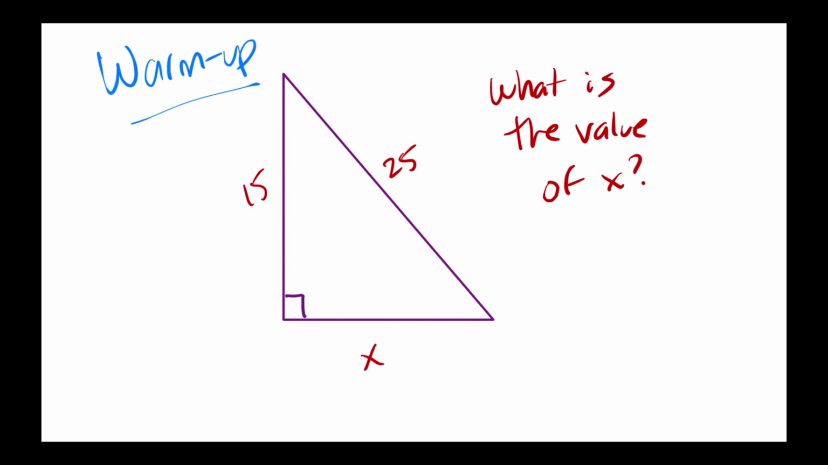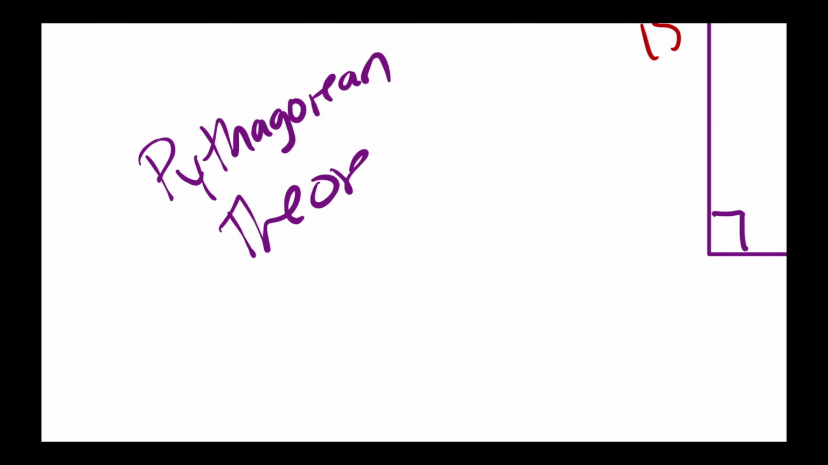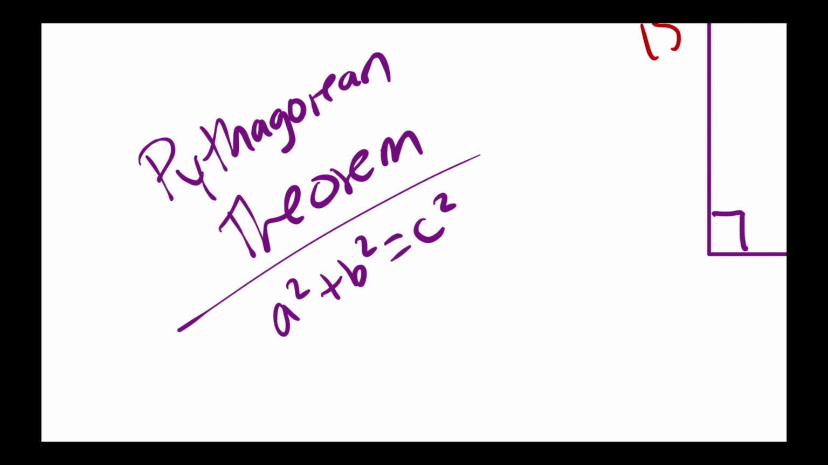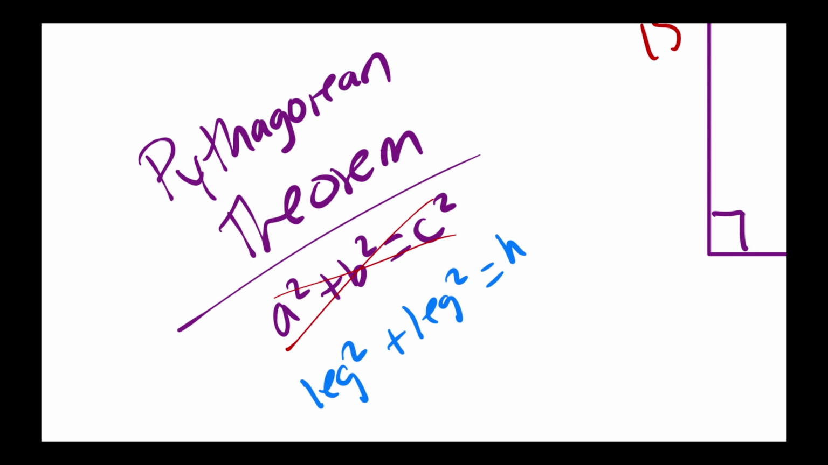But first, I want to do a little warm-up of the basic thing you learned about right triangles, and that's the Pythagorean Theorem, right? Some of you know it as a squared plus b squared equals c squared. I think that's not the best way to learn it, but if that's the way you remember it and it helps you, that's fine. I would prefer you to say leg squared plus leg squared equals hypotenuse squared.